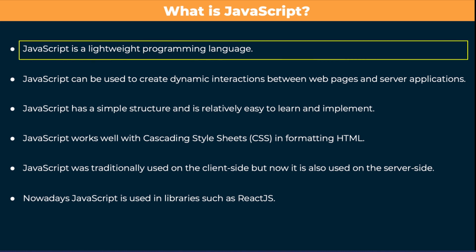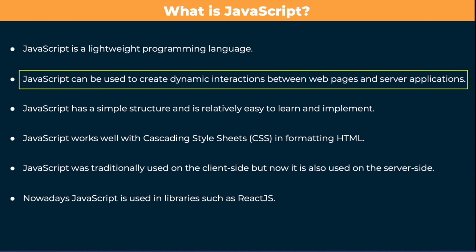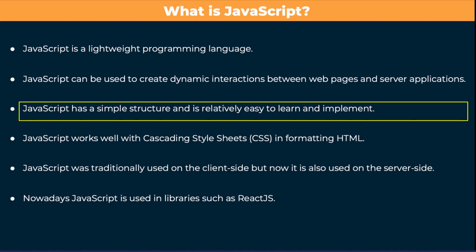So what is JavaScript? Well, JavaScript is a lightweight programming language, or some people will say it's a scripting language. JavaScript can be used to create dynamic interactions between web pages and server applications. So we use JavaScript to make things dynamic so that it's not a static page. We can change it and put people's name in or give them different quotes. JavaScript has a simple structure and it is relatively easy to learn and implement.